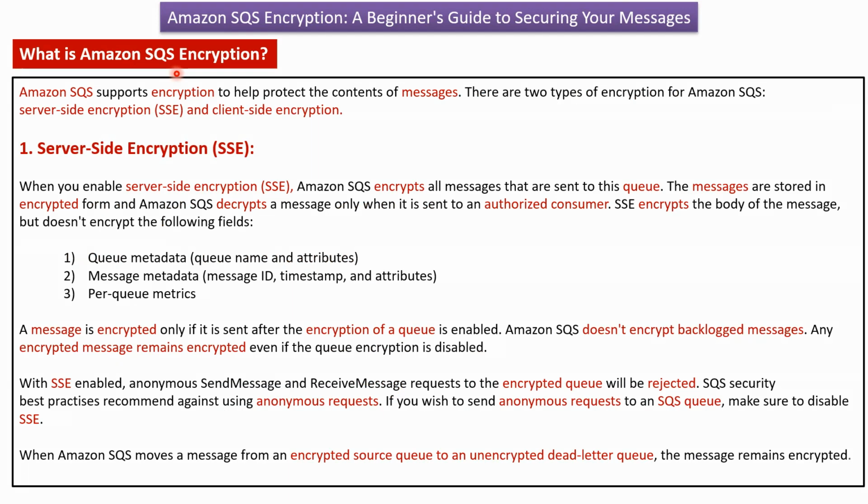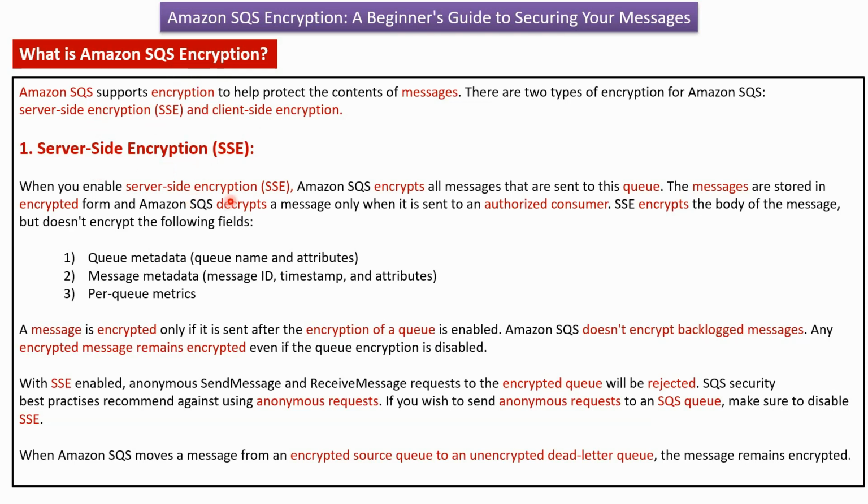What is Amazon SQS encryption? Amazon SQS supports encryption to protect the contents of the message. There are two types of encryption in Amazon SQS. The first one is server-side encryption. The second one is client-side encryption. First we will see server-side encryption.